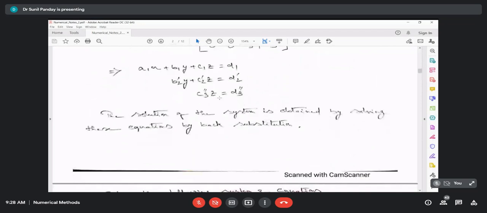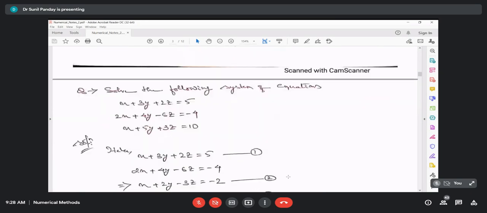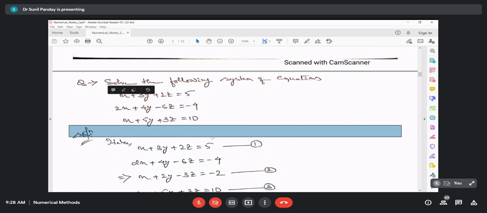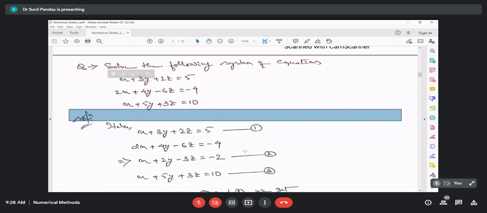And then again by back substitution, from here we can get z, and then after substituting the value of z we get y and then x. So this is one problem related to this. This is our system of equations, and we want to solve it using our Gauss elimination method.